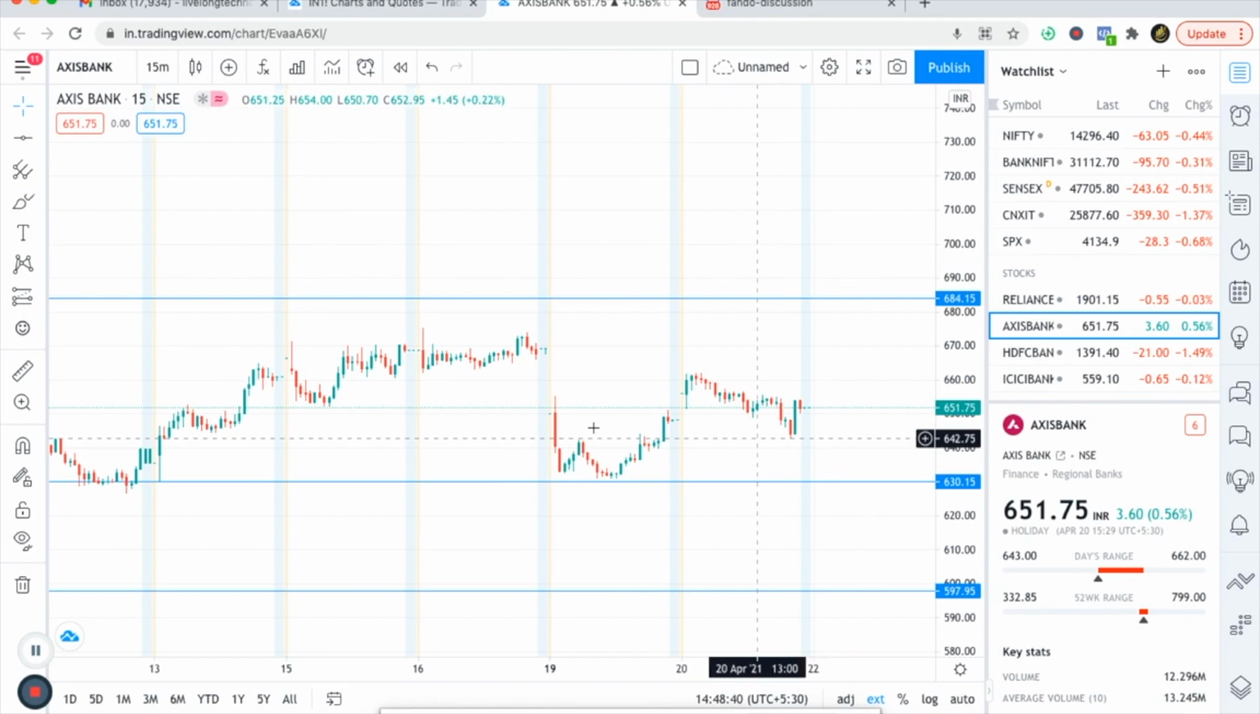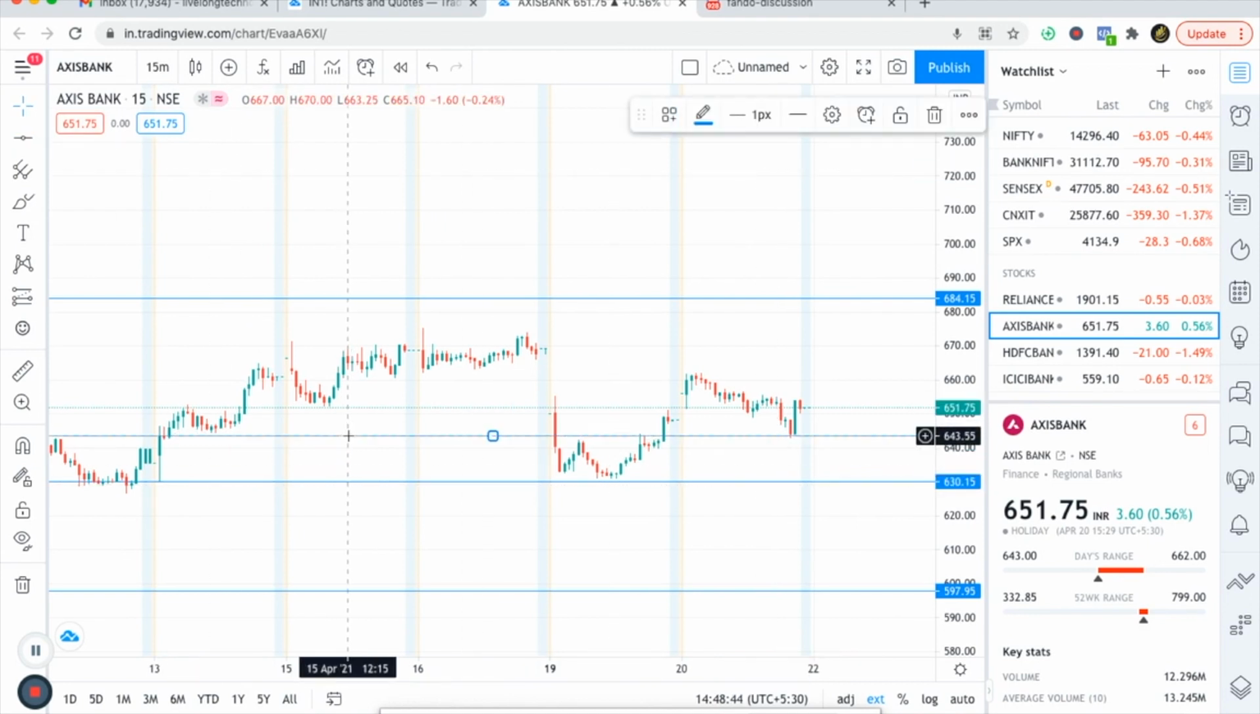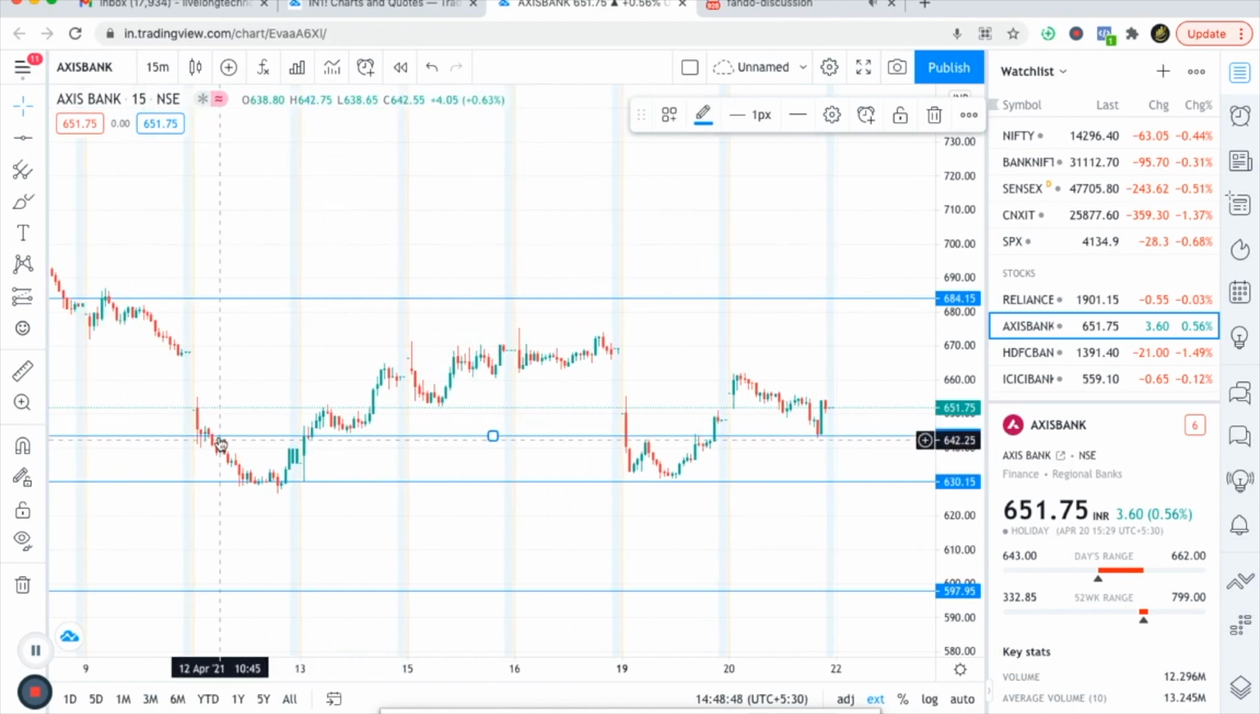Yes, sir, 643 support. Why? Because earlier also it was being tested. So I could say that price could find some sort of a support over here. Initially it was acting as support, then dropped down, faced a rejection, came down, picked up, found a support over here, and here it found resistance. Here it is once again finding a support. So 643. If 643 is taken out, we could expect moves towards the 630 levels.